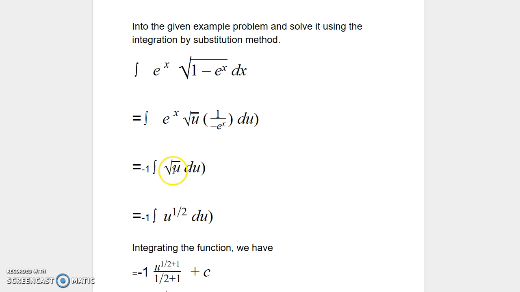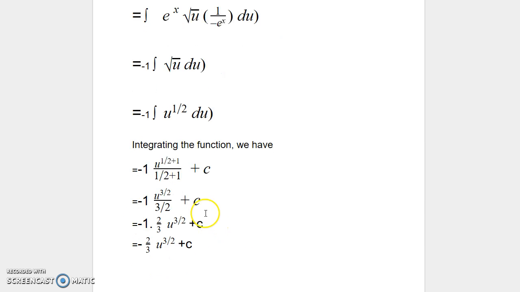I can convert the radical term into an exponential term to be able to apply the process of integration. I can convert the radical term square root of u into an exponential term, which is equal to u to the power of half, as shown here. So minus 1 integral u to the power of half du. So integrating the function, we have minus 1 times, when we integrate it, u to the power of half plus 1 divided by half plus 1 plus c, where c is a constant of integration.